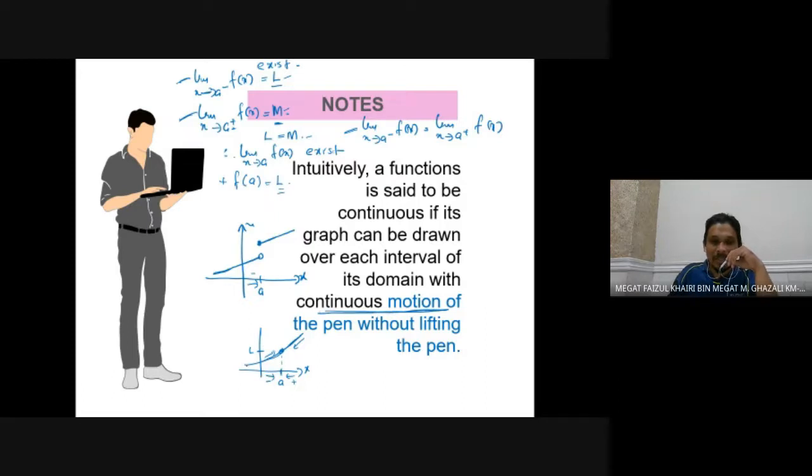So, look at this dot, moving smoothly, and when x reaches the point x equal to a, it goes straight on, it can move forward without lifting a pen. Something like this.